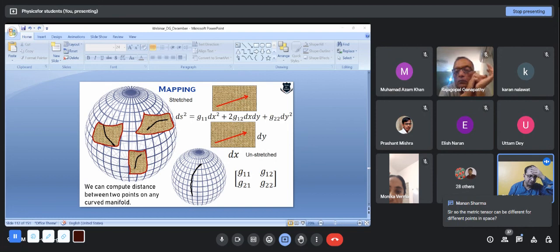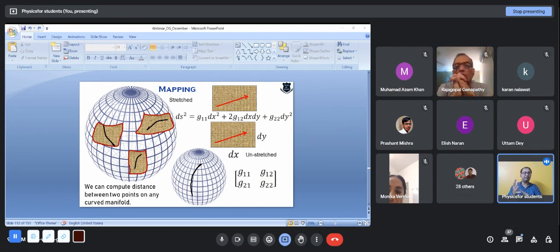So the metric tensor can be different, yeah, absolutely, Manan. The metric tensor is different: the Schwarzschild metric, the black hole metric, all those metrics are different.